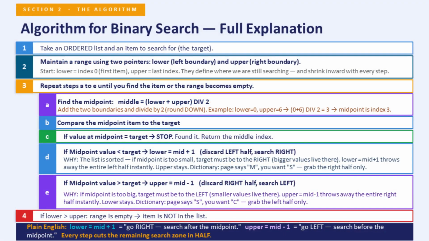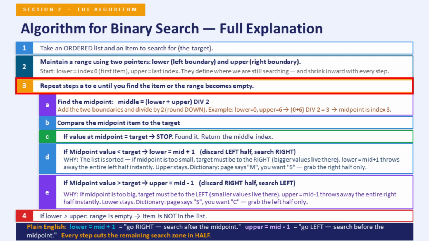Now, let's look at the formal algorithm for binary search. Step 1. Take an ordered list of data and an item to search for. Step 2. Maintain a range where the target might be found. Initially, the range is the entire list. Think of lower and upper as 2 arrows: lower points at the first item in your current search zone and upper points at the last item. At the start, lower is at index 0 and upper is at the last index. Together, they define the boundary of where we are still searching.